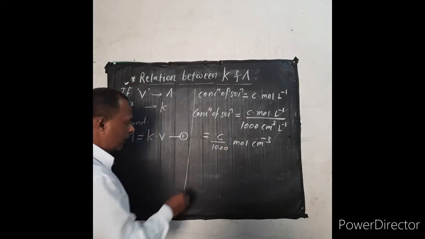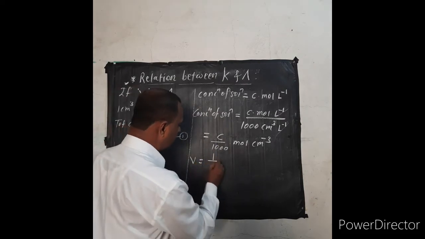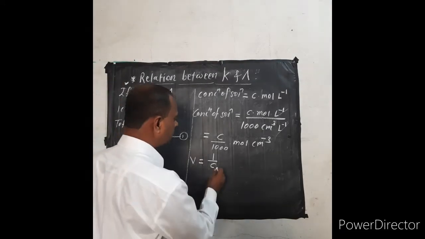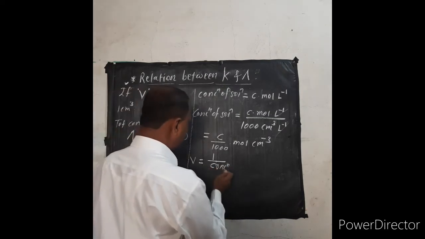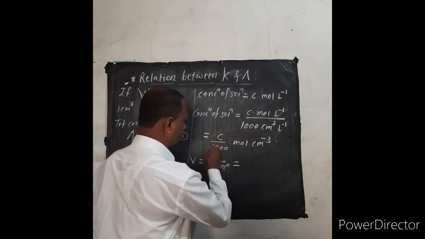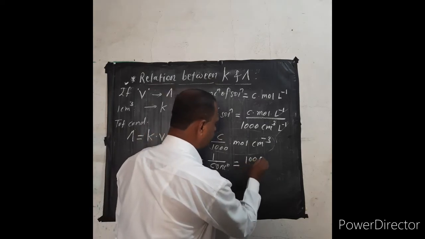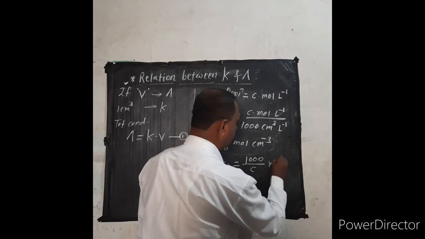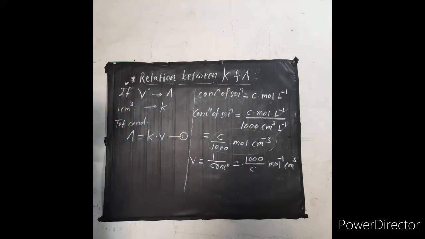But what is the volume of solution? It is just the reciprocal of concentration, V is equal to 1 upon C. Taking the reciprocal of the concentration we got, we get 1000 upon C, in units of centimeter cube per mole.